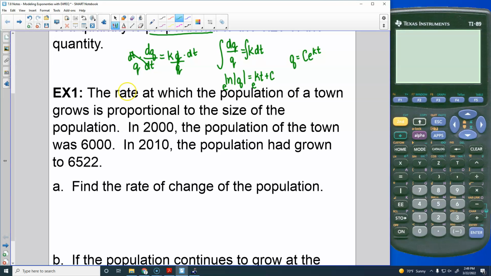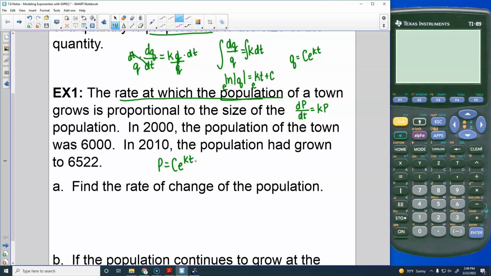If you see one of these problems, and it says, like in this case, the rate of the population of a town is proportional to the size of the population. That is dP/dt equals K times whatever the population is, right? So if you notice, you have this setup where you've got dP/dt equals just K times P. You can jump to P equals Ce^(kt).